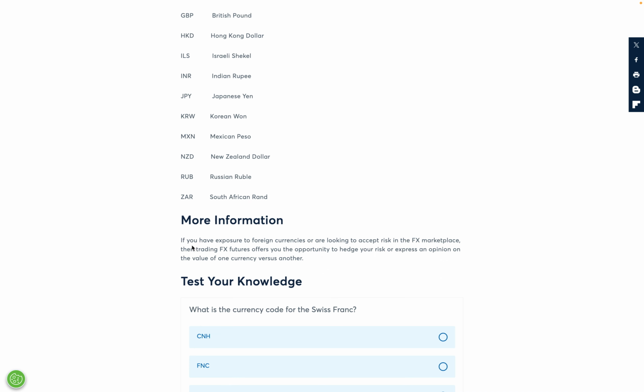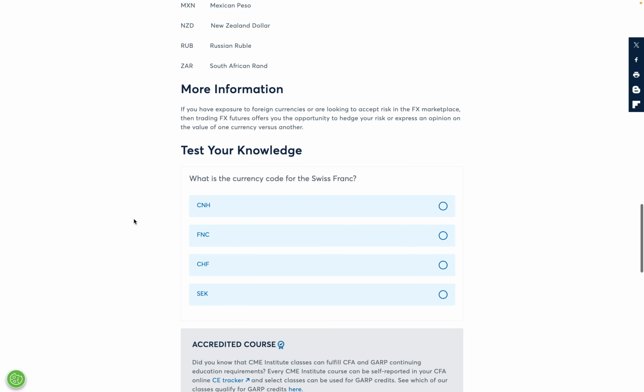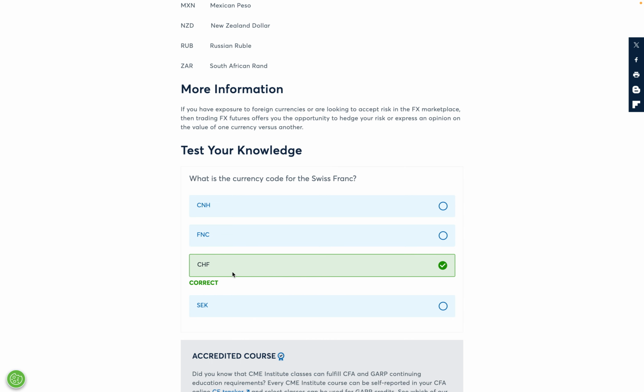More information. If you have exposure to foreign currencies or are looking to accept risk in the FX marketplace, then trading FX futures offers you the opportunity to hedge your risk or express an opinion on the value of one currency versus another. What is the currency code for Swiss franc? That will be CHF. That will be this one.